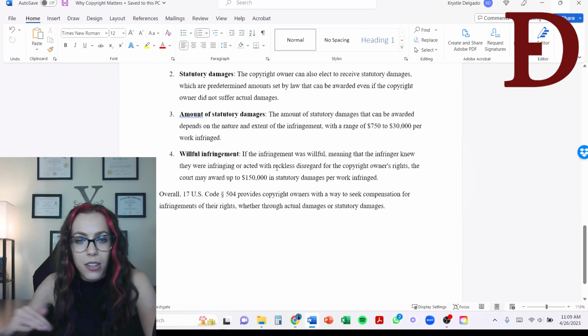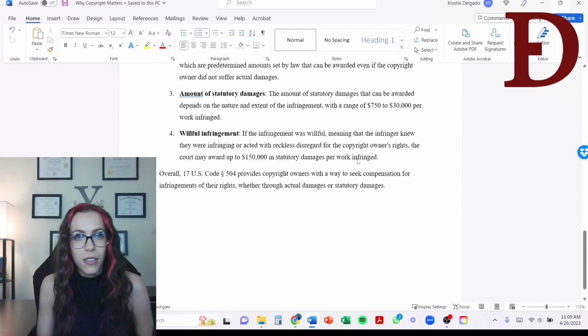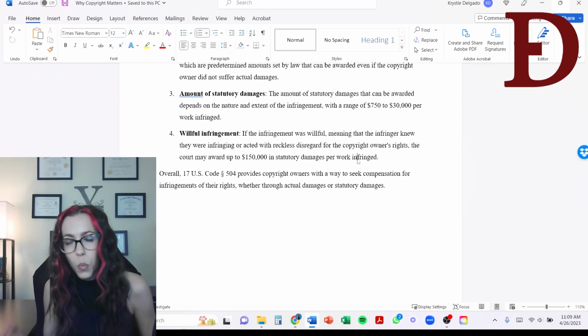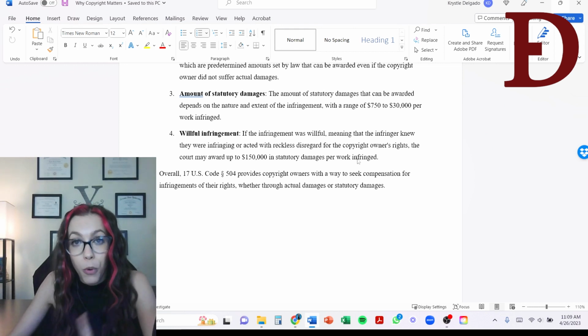Now, there's a step up from there, which a lot of our clients' infringers fall within, which is willful. If the infringement was willful, meaning the infringer knew they were infringing or acted with reckless disregard for the copyright owner's rights, the court may award up to $150,000 in statutory damages per work. This is important. Again, in the analogy of the song, but let's talk about a book. If a book is distributed online on Amazon and then also put on someone's website, these are separate instances of infringement, and it's $150,000 per infringement.